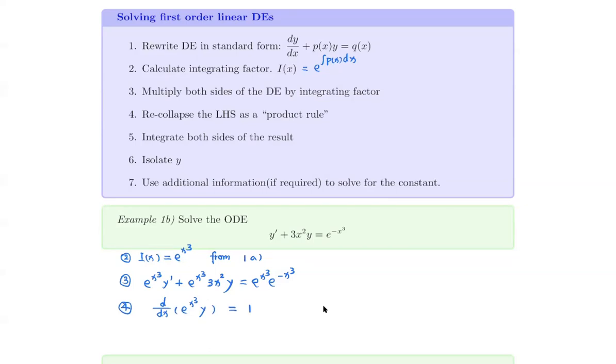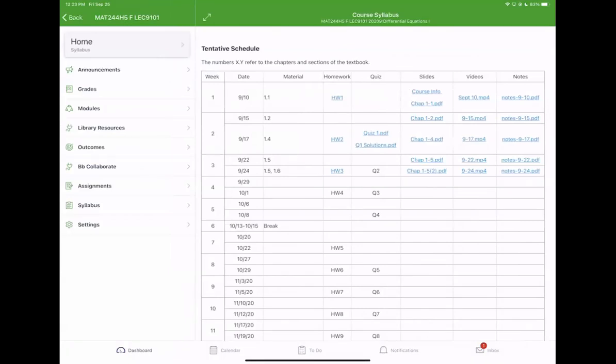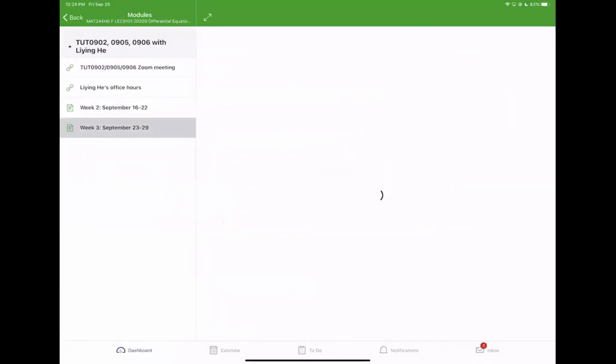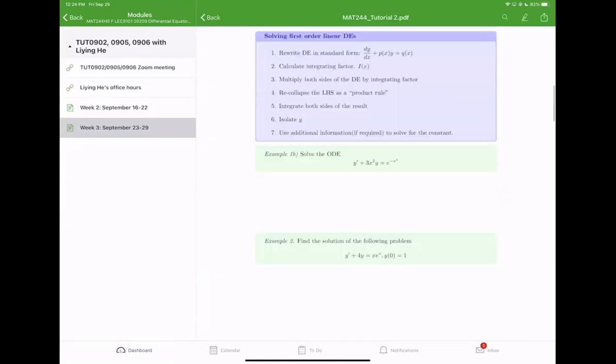Is anyone able to access? You are not able to download it? Okay. I thought you were. Let me check. It should be here. Try again. It should be here.